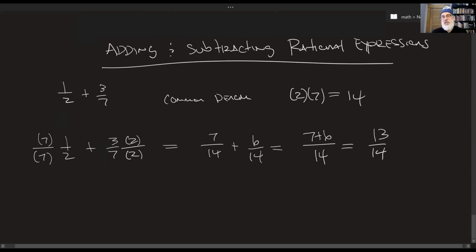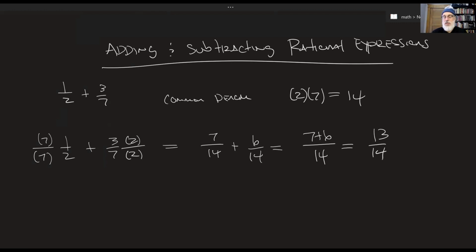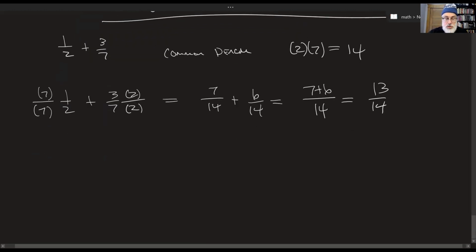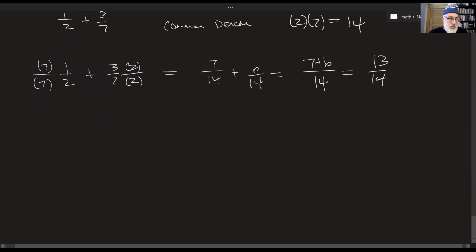So this is the exact same method we use for adding and subtracting polynomials. It's just harder and uglier. So let's do something simple first. Let's say we want to add this expression, 4 divided by x, to 10 divided by y.